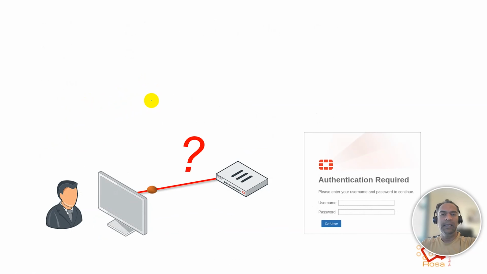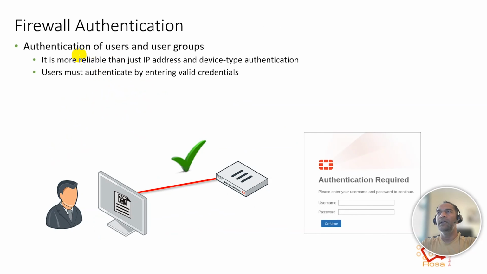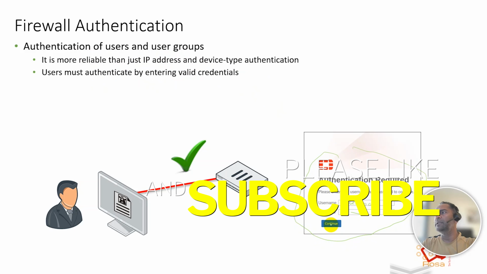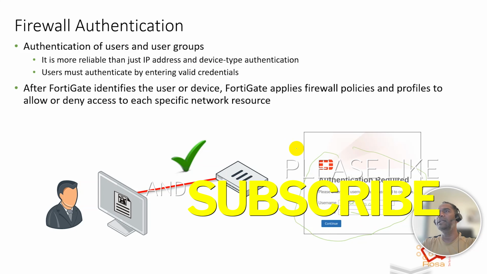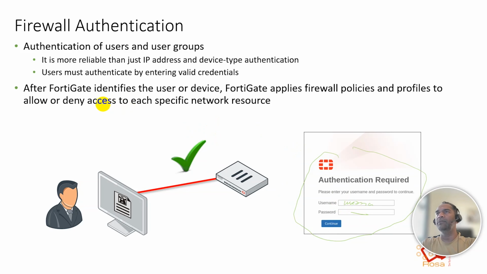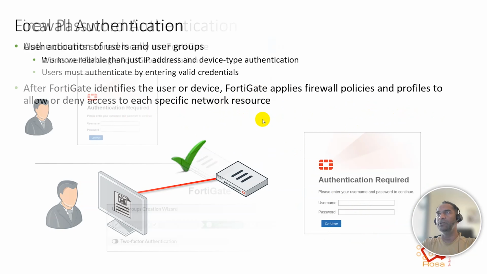I will show you active authentication. This is one of the active authentication mechanisms where authentication of users and groups is more reliable than just IP address and device type authentication. Users must authenticate by entering valid credentials. This is active authentication, because on the captive portal the user has to input the username and password. Here click continue, and once he authenticates, he will be further allowed by other firewall policies. After FortiGate identifies the user or device, FortiGate applies firewall policy and profiles to allow or deny access to each specific network resource.